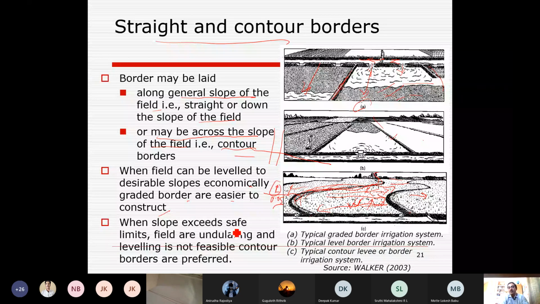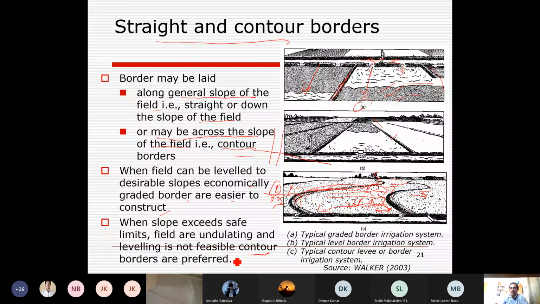Contour here means whenever there are areas which are at the same level, we should cover them under the same contour condition. That means contour borders. We can form the contour borders to cover the area at the same level. So we can use the contour borders for irrigating the field.